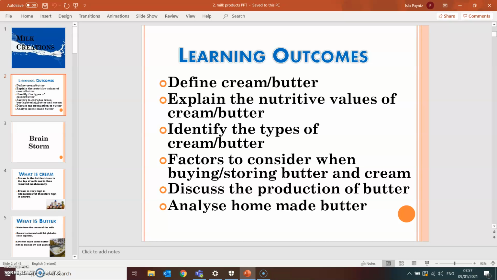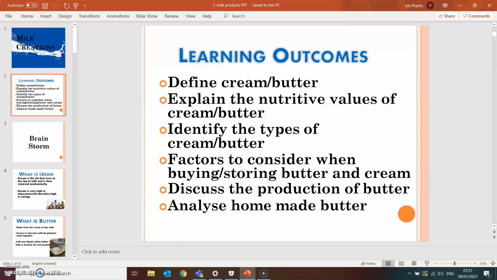You all know what cream and butter are. You've all used them before. You've had them in your fridges before. If you look in your fridge at home now, you'd probably find cream in it and butter. So just strip it back. These are all dairy products.